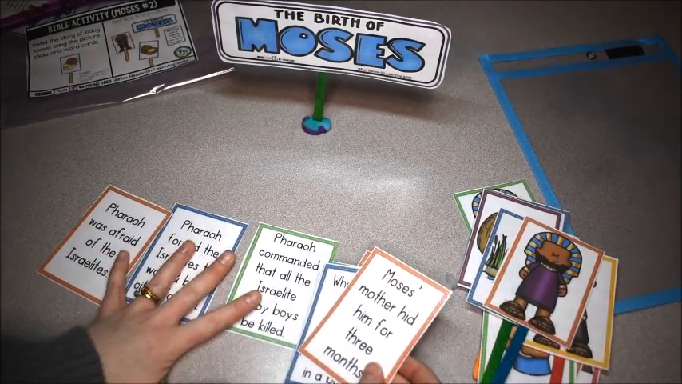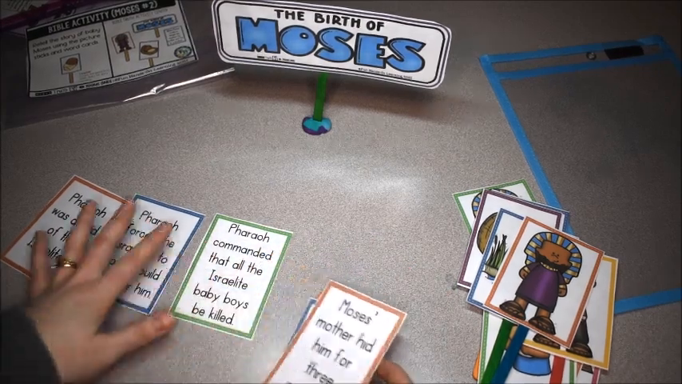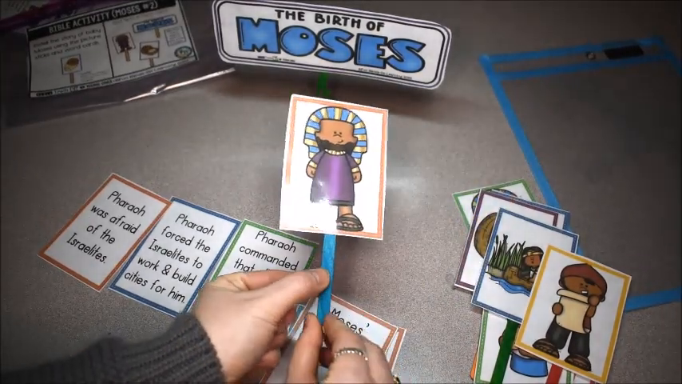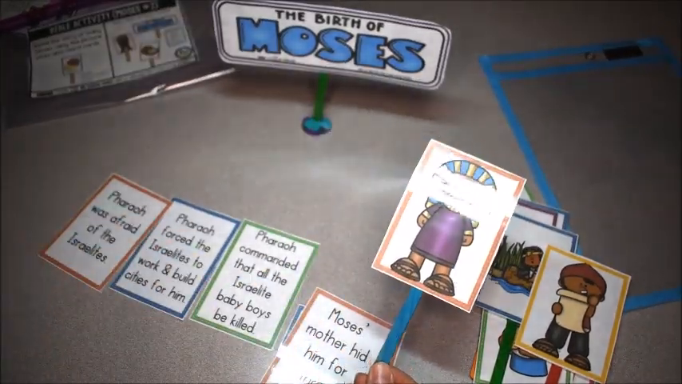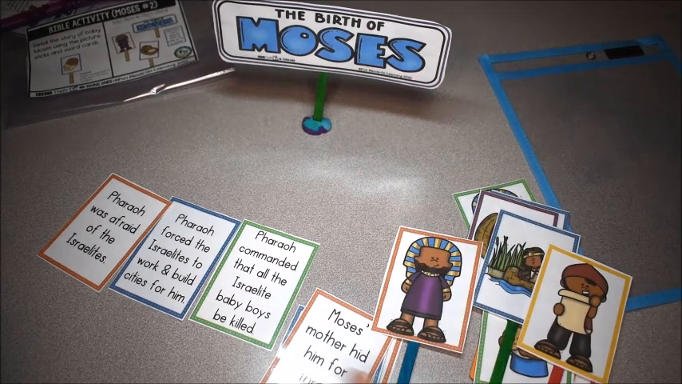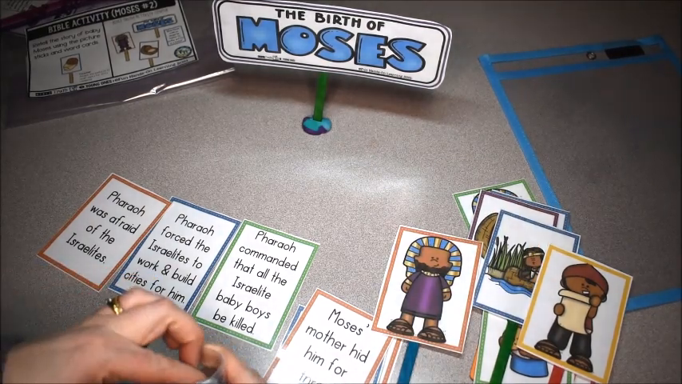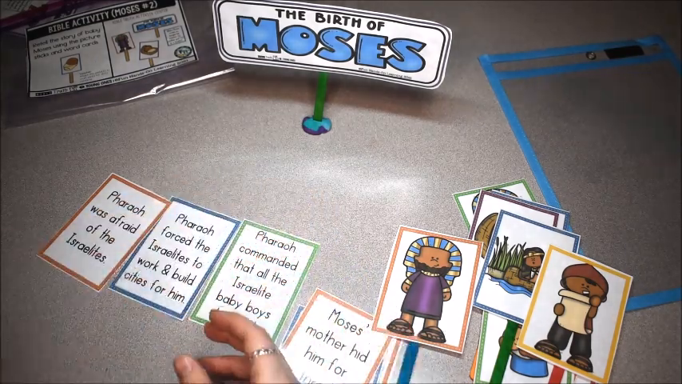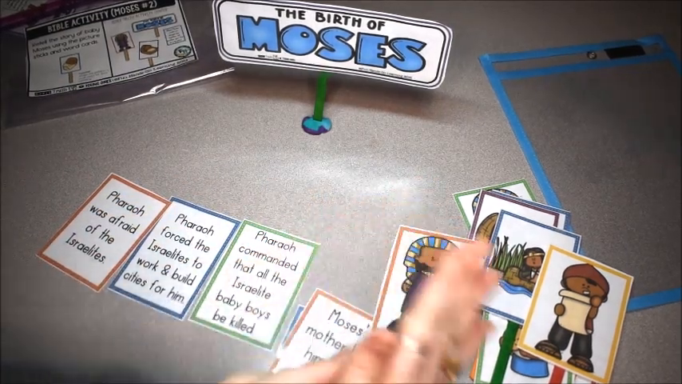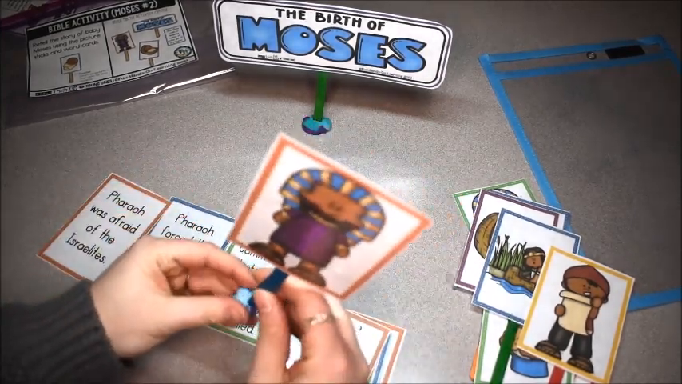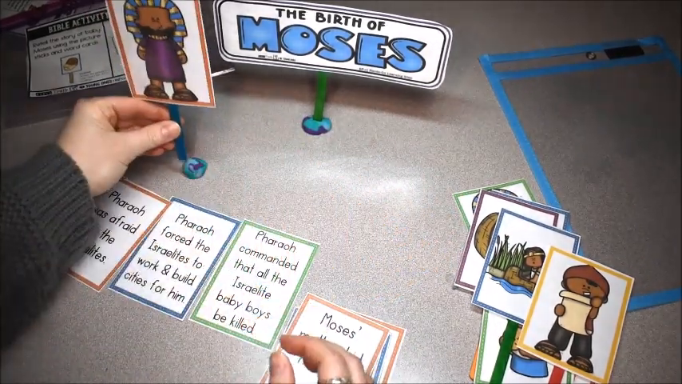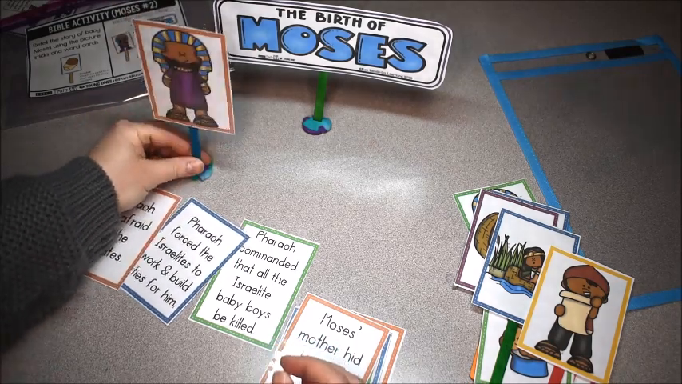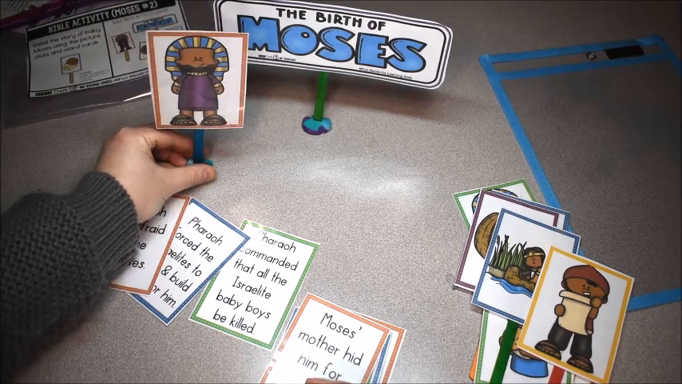Then what you want to have them do is they can match picture cards to what happened. And I attached all the picture cards to craft sticks. And again, you can have them stand them up. So here's Pharaoh. And I would basically have the children take a little bit of Play-Doh, roll it into a ball. And as they're putting the cards in order, find a picture that goes along with it and put the pictures in order as well. So here we've got a Pharaoh here.